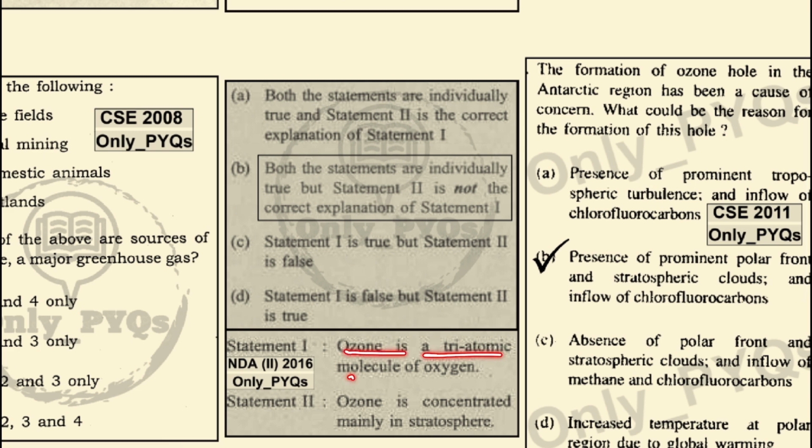Ozone is a triatomic molecule of oxygen. This is a correct statement. Ozone is concentrated mainly in the stratosphere. This is also a correct statement. Ozone being in the stratosphere is not the reason for it to be triatomic. So this is not the correct explanation for statement 1. So your answer becomes B.